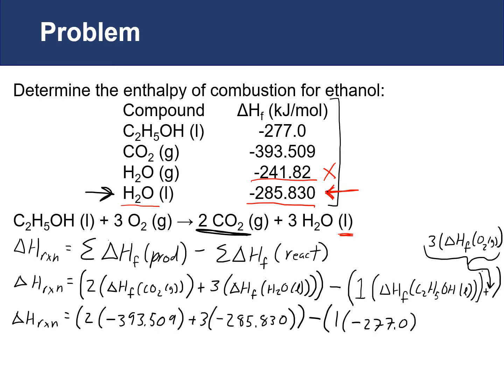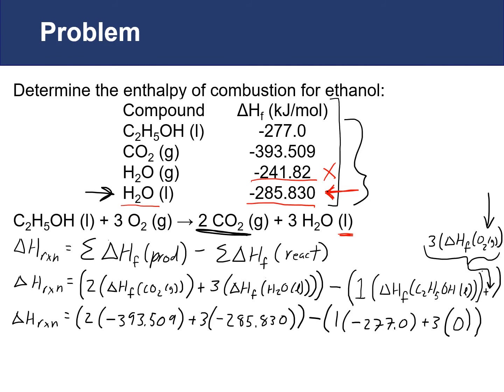277.0 plus 3 times, now our oxygen here, O2 as a gas, is the most stable elemental form for oxygen. If you look at the table here, oxygen does not appear, and that's because oxygen is the most stable elemental form for oxygen. And so the value here is going to be 0.